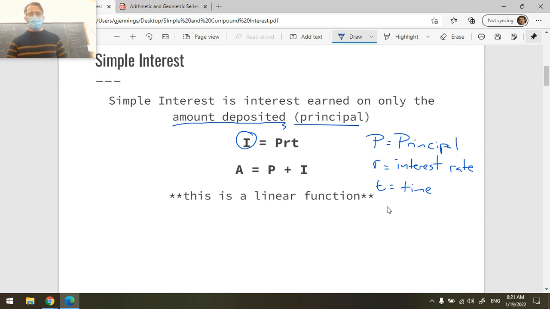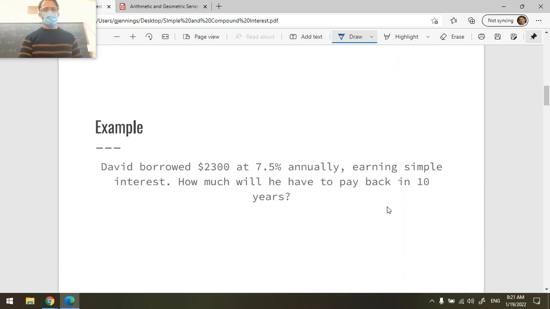So the amount that you will have is given by this formula. Amount is A, and that's equal to your principal plus the amount of interest you've earned. And these create lines. They're very straightforward. Okay? So let's take a look.